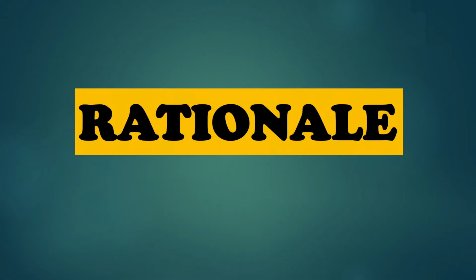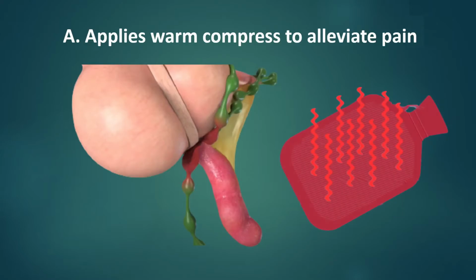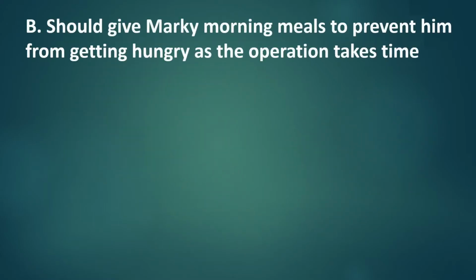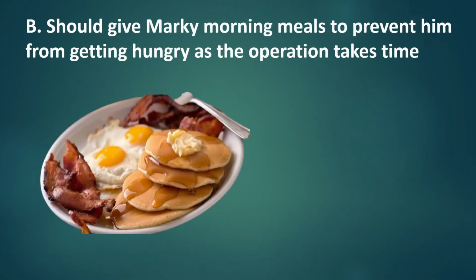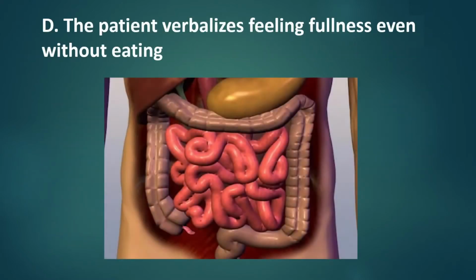Rationale for incorrect answers. Applying warm compress to the inflamed area causes vasodilation that might lead to rupture of the appendix. Pre-operative appendectomy patients should be placed under NPO, so morning meals should not be given. If the patient verbalizes a feeling of fullness even without eating, it is a critical indication of peritonitis. This happens when the appendix has already ruptured and the abscess spreads out to the peritoneum, which will make him feel bloated.